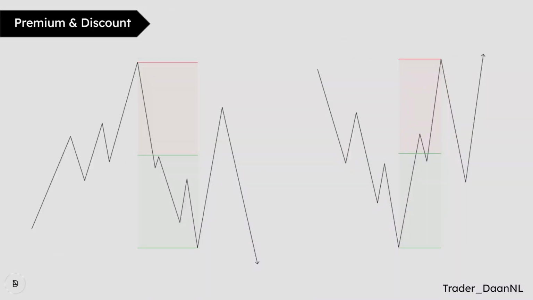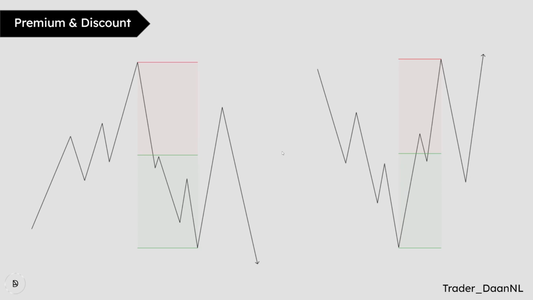The first step is understanding premium and discount levels. Because knowing where price is in the current dealing range gives you a lot more insight where price is likely to draw to. But what is a dealing range? A dealing range is a price leg between a swing low and a swing high.